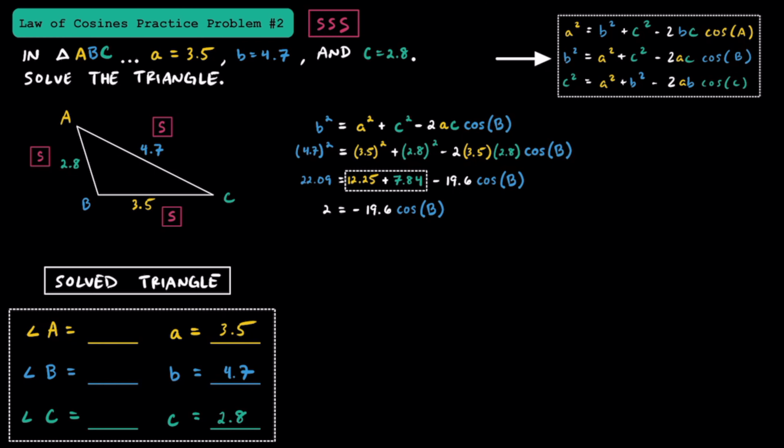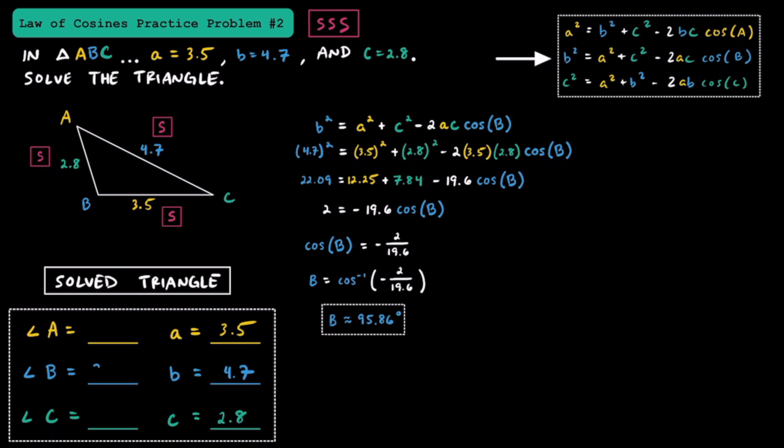Subtracting this from both sides, the left side becomes this 2 over here, and dividing both sides by negative 19.6, we can say that cosine of B is equal to negative 2 over 19.6. To find this angle measure, we're going to have to use inverse cosine or arc cosine to find angle B. B is equal to arc cosine of negative 2 over 19.6, and plugging this into a calculator, we get that angle B is about 95.86 degrees.